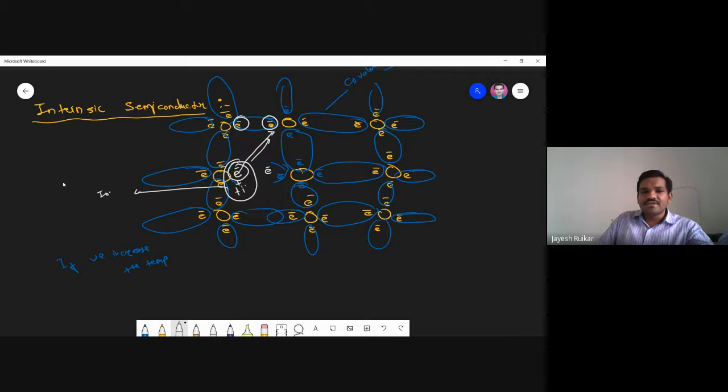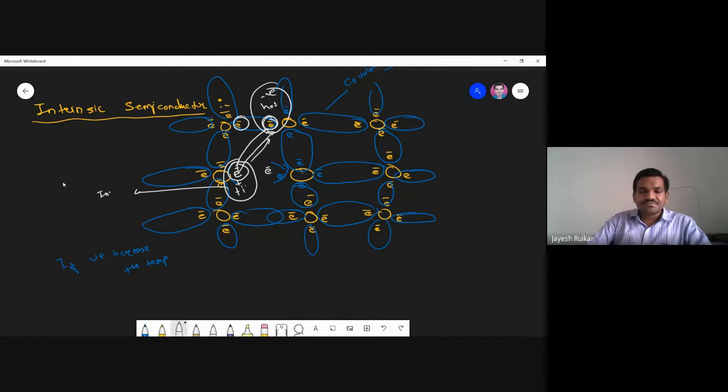Similarly, for this particular atom, because there is no electron, it already has a hole. Now if this electron moves towards this side, it becomes a negative ion. This becomes a negative ion.